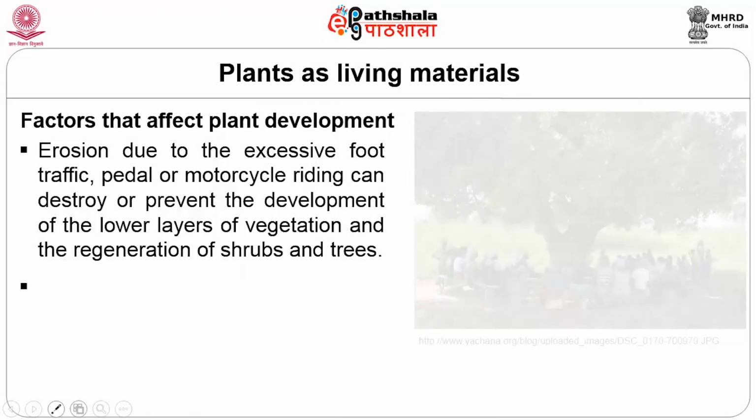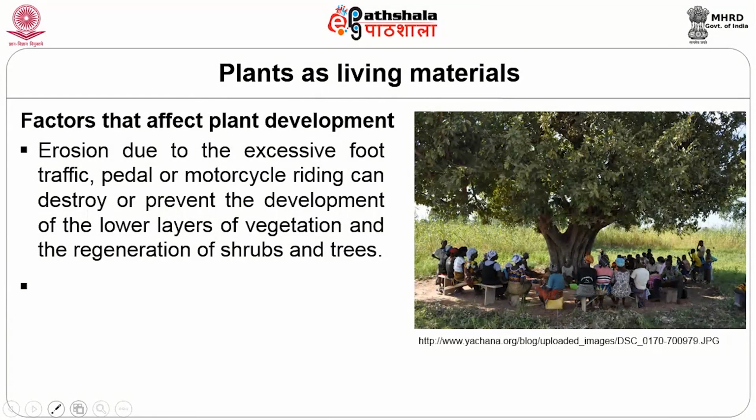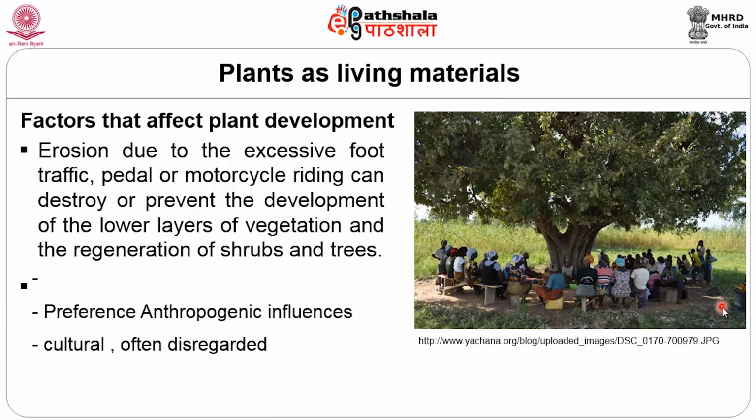Erosion is another factor which happens due to excessive foot traffic, pedal and motorcycle riding, and human movement as such, how humans clear the lower layer of a particular area, and how it starts to change the lower layer of vegetation, and also its regeneration, and the change brought about by shrubs. Probably it might be just the under layer of a particular tree that has been fully cleared for some human function. So, there are a lot of other factors that seriously affect plant growth.